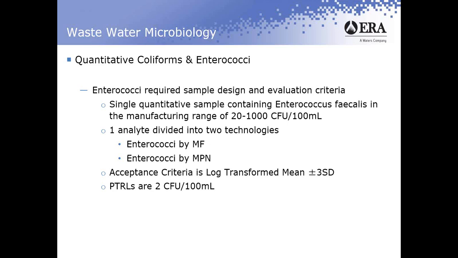On the Heterococci, we'll cover the design right away as well. It is a single sample with Enterococcus faecalis in the manufacturing range of 20 to 1,000 CFU per 100 mils. On the tables here, there is only a single analyte, Enterococci, but you can report your results as membrane filtration or as most probable number. The acceptance criteria again is log transform mean plus or minus 3 standard deviations. The PTRLs are 2 CFU per 100 mils. And again, all this information is located on the wastewater FOPT tables.